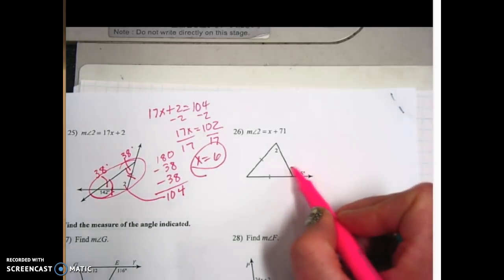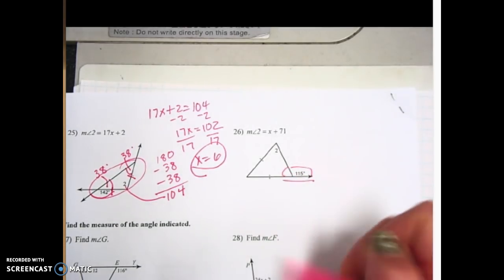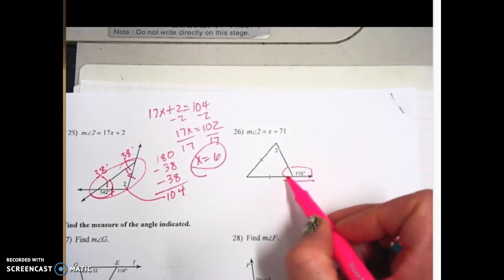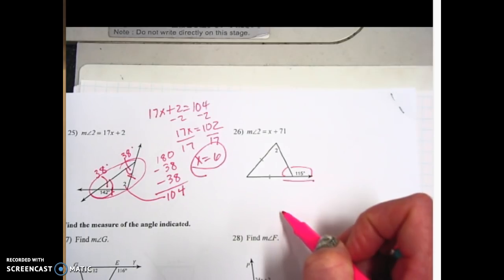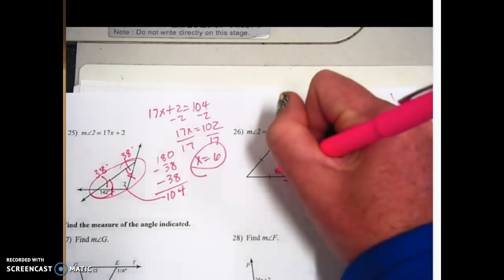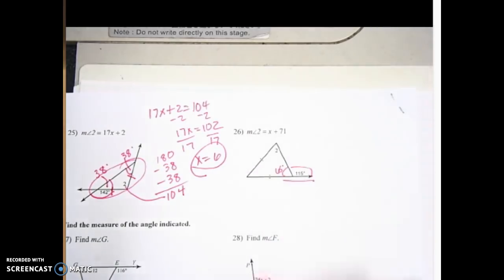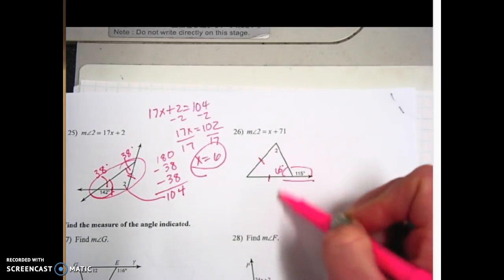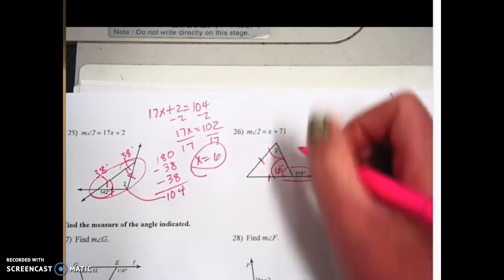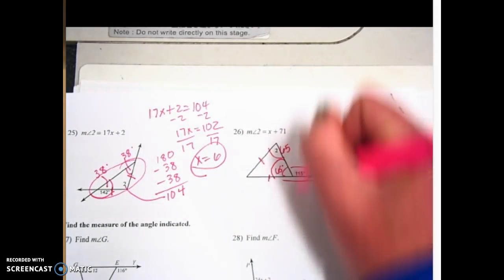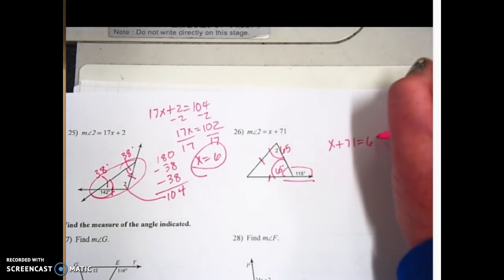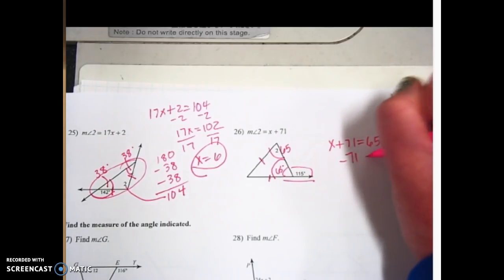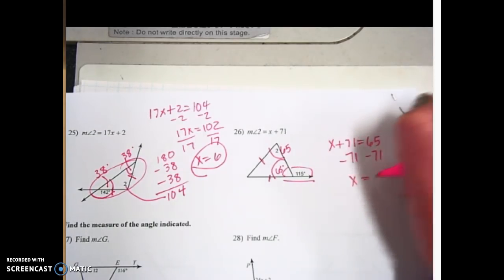All right, we've got this exterior angle. It's making a straight line with the interior angle, so we can subtract that from 180. That leaves us with 65 degrees right here. And if these two sides are marked congruent, then the angles opposite them are congruent. So 2 is also 65, which means we're going to take x plus 71, set it equal to 65. Subtract 71 from both sides, so x is equal to -6.